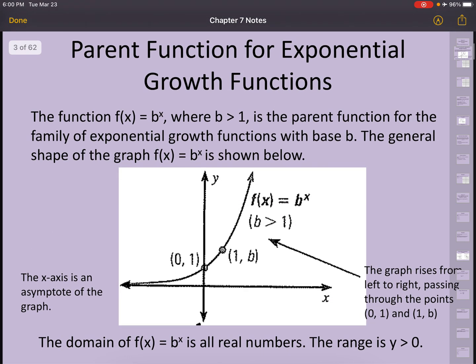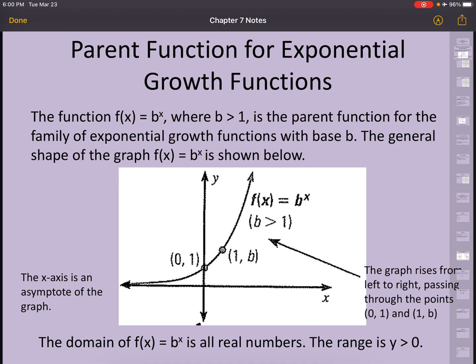So these are what exponential growth functions look like. This is the parent graph or general shape. So the function f of x equals b to the x power, where b is greater than 1, so that makes it a growth function, is the parent function for the family of exponential growth functions with base b. The general shape of the graph is shown below here.